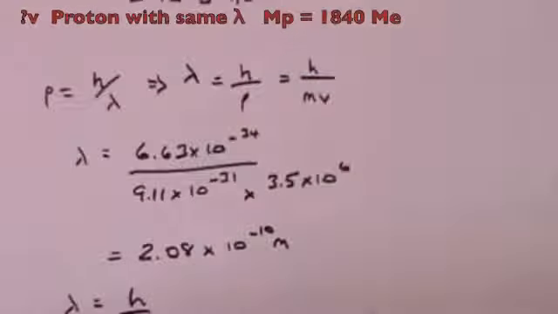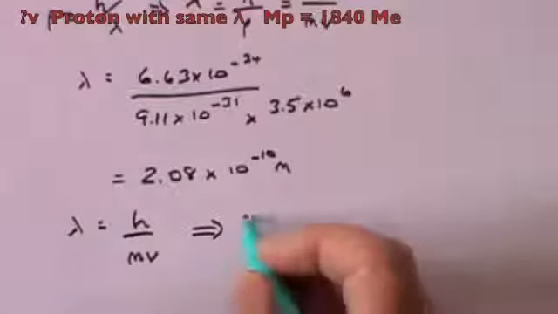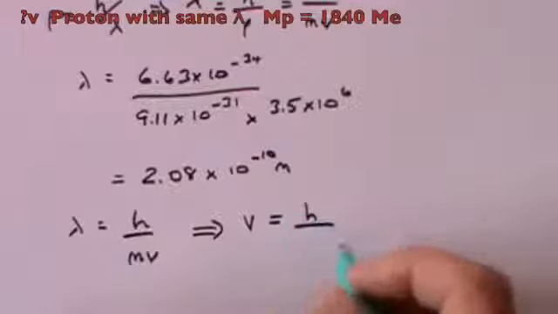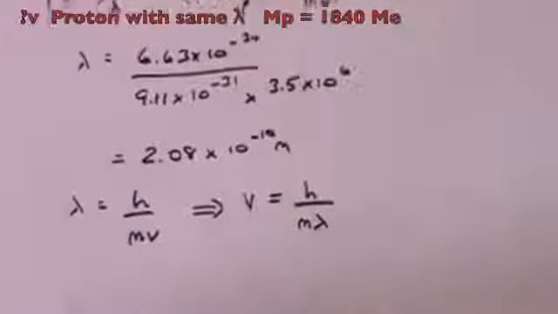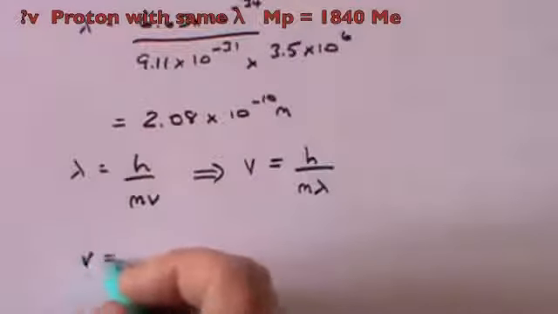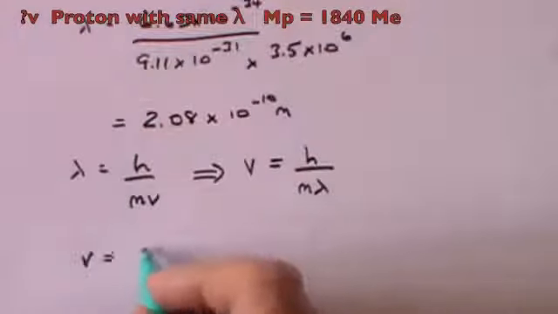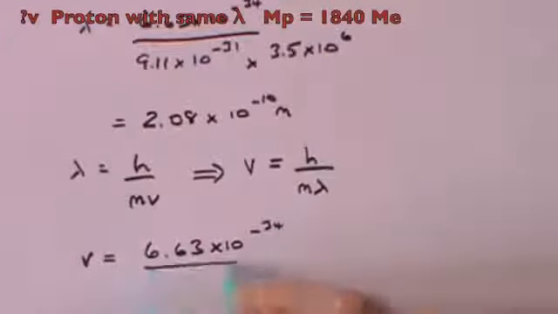We've already derived that here. Wavelength is equal to Planck's constant divided by mv. And consequently, that means that the velocity is equal to Planck's constant divided by m times lambda. And now it's just a case of substituting for a proton this time. So v is equal to h. Well, Planck's constant doesn't change. That's 6.63 times 10 to the minus 34.